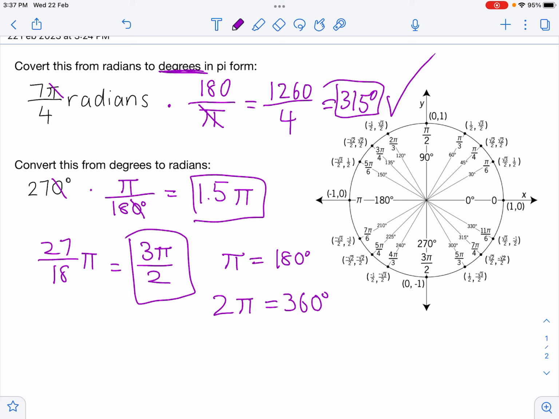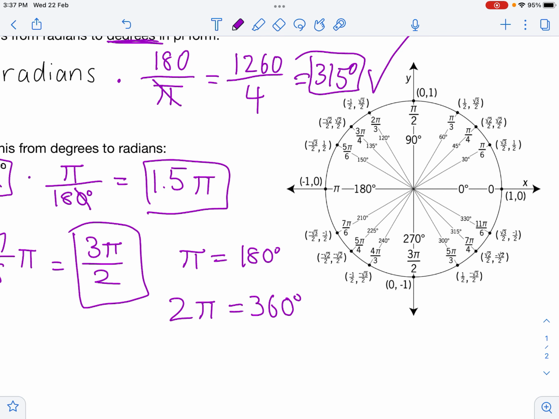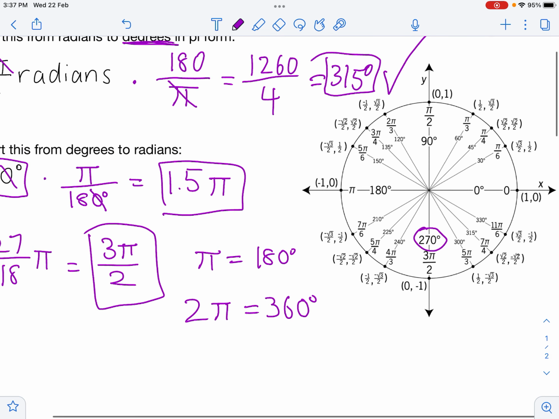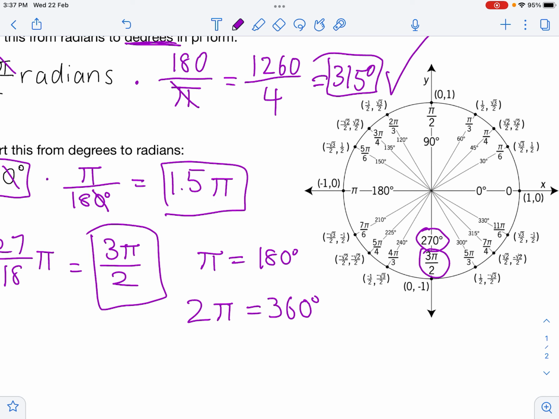Now, how do I know if I'm correct? Again, let's take a look at the unit circle. So now I want to find 270 degrees. Here, 270 degrees is right over here. And if I take a look at the radians, it's 3 times pi over 2, which is the exact same answer that I got here. So that means I'm also correct.